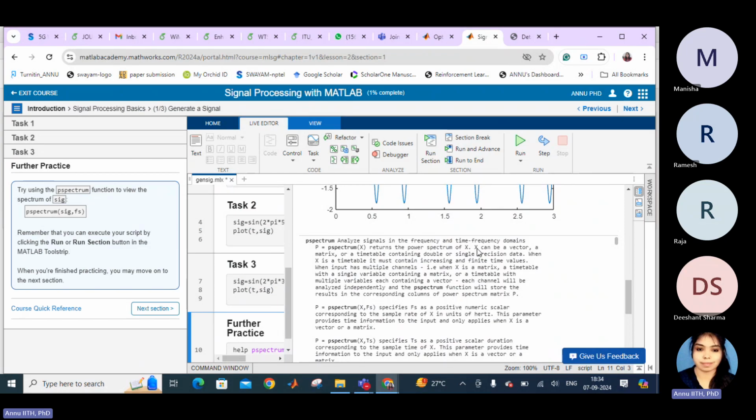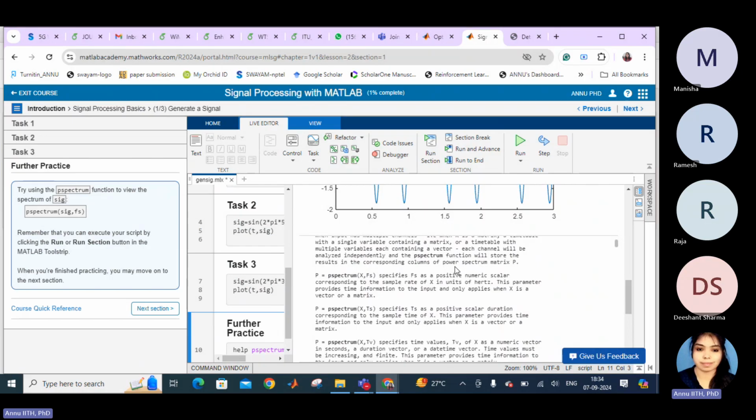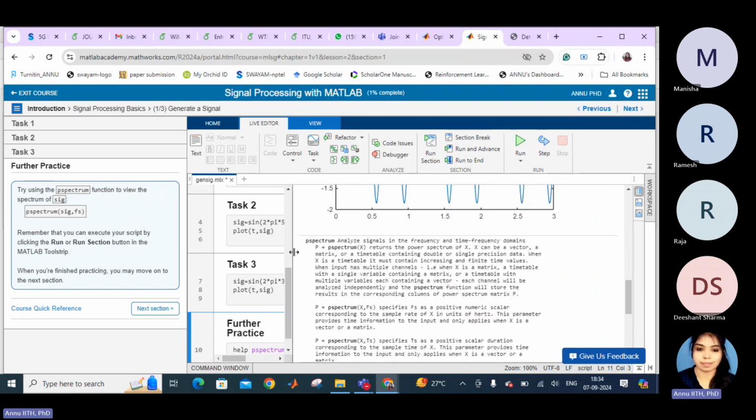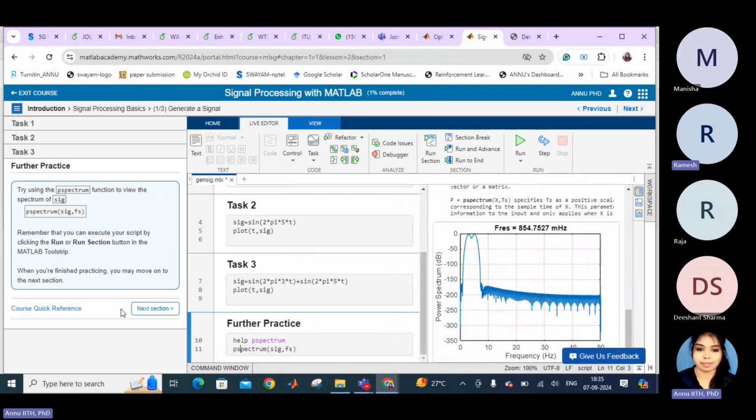Simple. Okay. X can be a vector, a matrix, or a timetable containing double or single precision data. When X is a timetable, it must contain increasing and finite time values. Now, P equals pspectrum(X, Fs) specifies a frequency, where Fs is a positive numeric scalar corresponding to the sample rate of X in hertz. This parameter provides time information to the input and only applies when X is a vector or matrix. Okay. That's why we had this. So using help you can see how it looks.